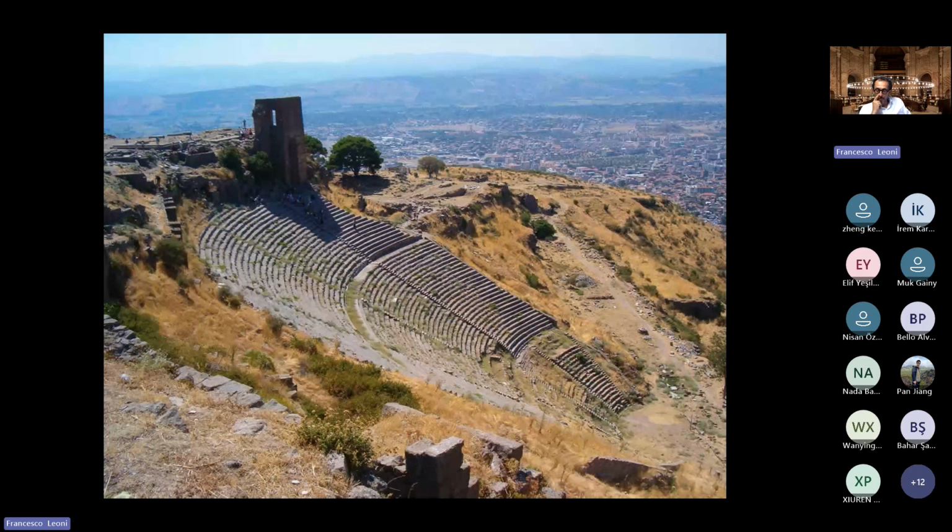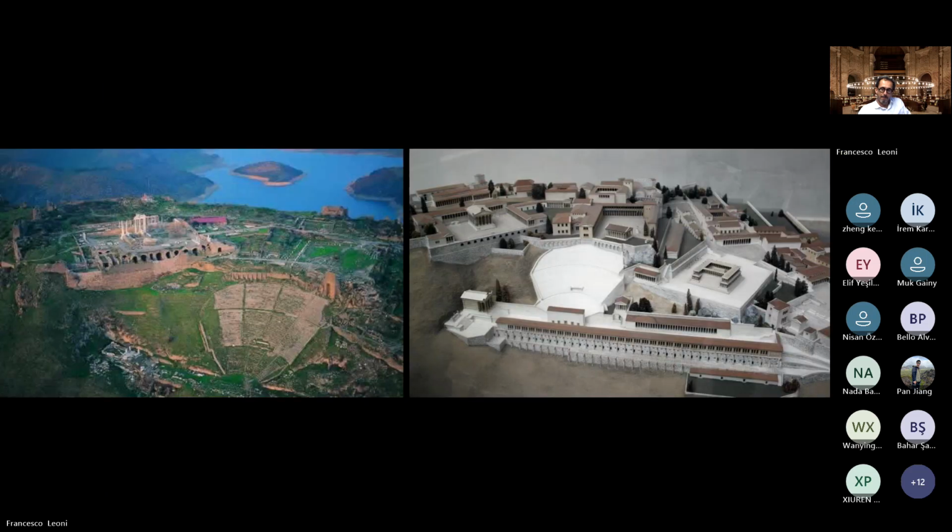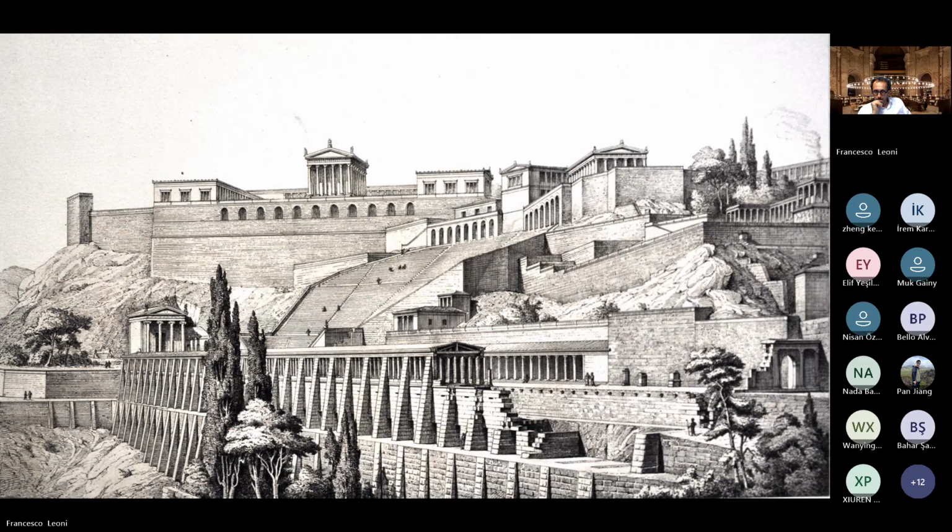Here you can see the big theater giving the access to the Acropolis of Pergamum. An aerial view of the ruin, how they appear nowadays, and on the right, the view of the model reproposing a reconstruction of the archaeological site. This is another amazing drawing, again reproposing the reconstruction of the complex. As you can see, it was fully and strongly designed.